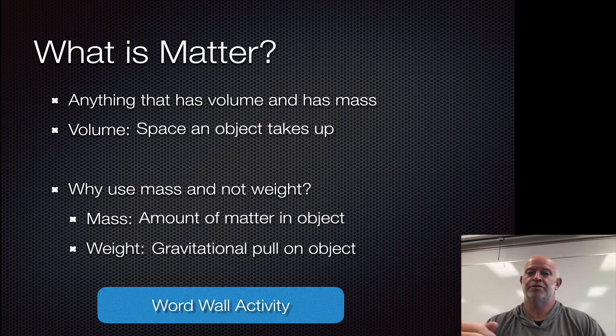Are they dependent on temperature? Are they dependent on location? Neither, that kind of stuff as we work forward with this, okay? And what tools we use to measure those things, all right?